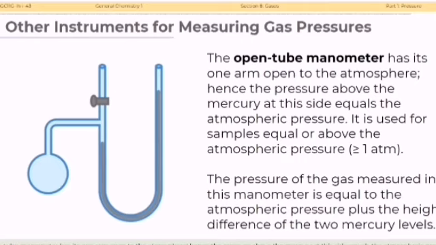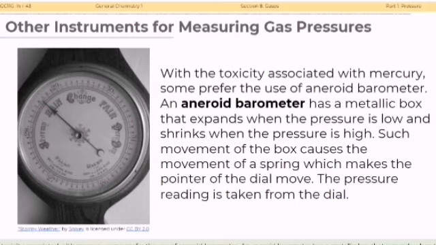With the toxicity associated with mercury, some prefer to use the aneroid barometer. An aneroid barometer has a metallic box that expands when the pressure is low and shrinks when the pressure is high. Such movement of the box causes the movement of a spring that makes the pointer of the dial move, and the pressure reading is taken from the dial.